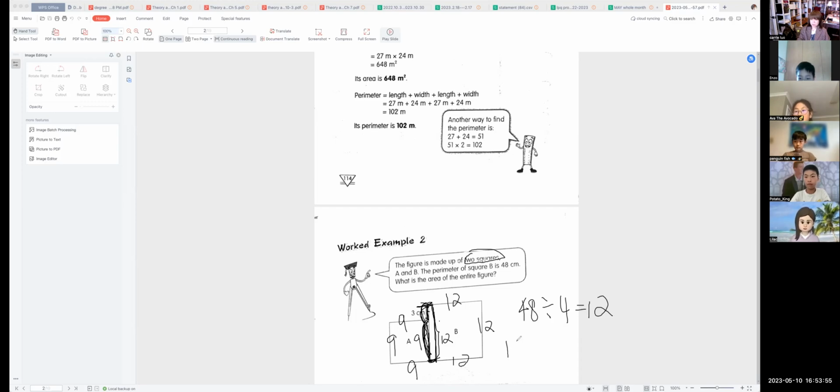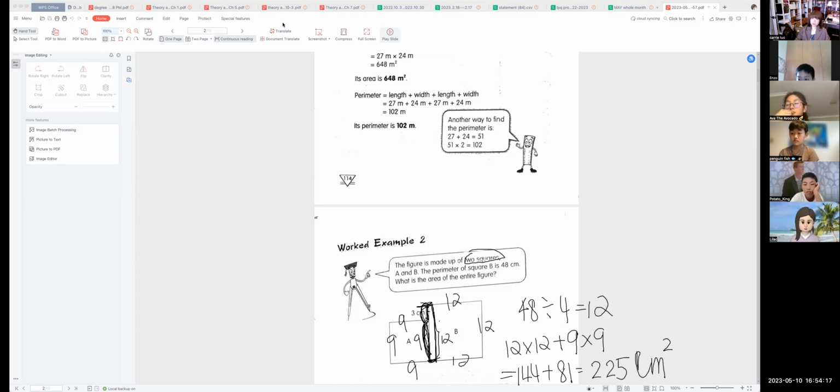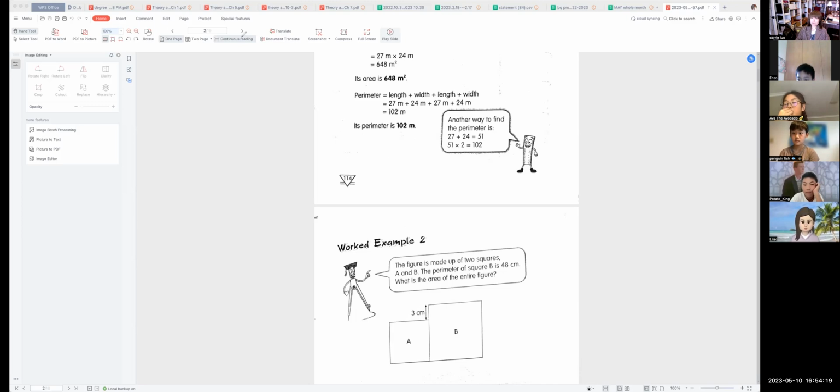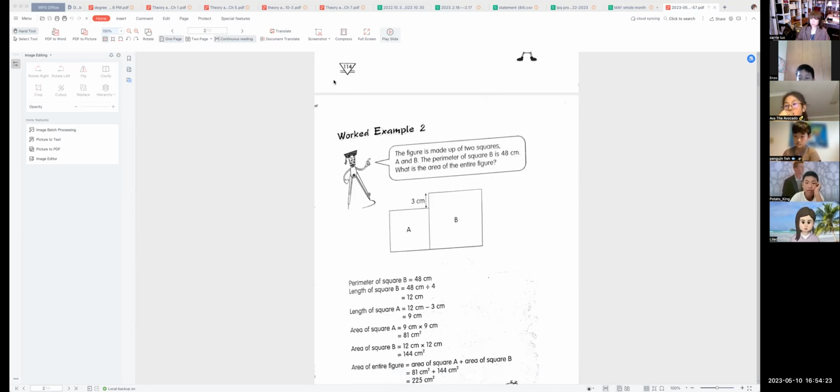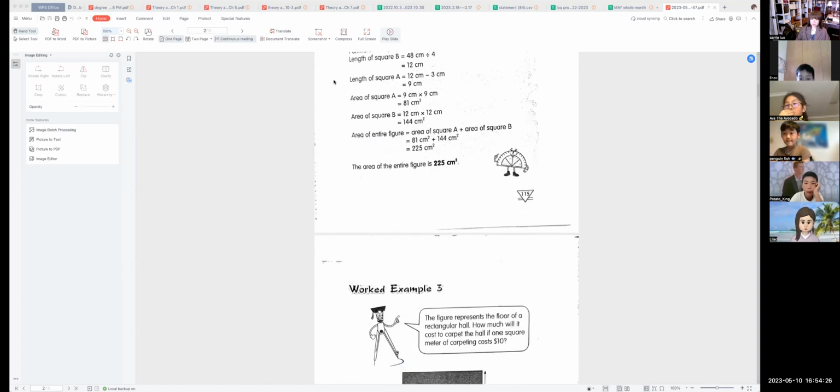那怎么做啊？Is it 12 times 12 plus 9 times 9, correct? Is it okay? So it's 144 plus 81. So the answer is 225 centimeter square. Good job, penguin fish. You're correct. Very good. Okay, congratulations. Everybody, do you understand how I get it? Okay, good job. So now let's move forward, okay?